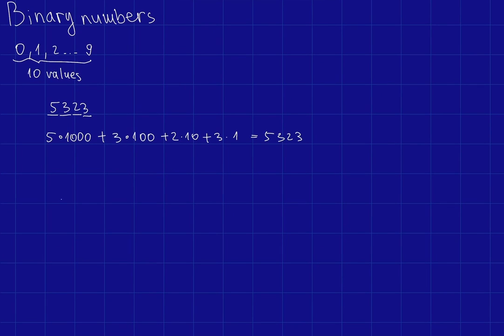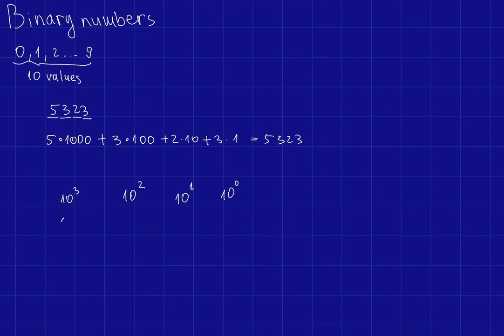Since we are first multiplying with a number that has 3 zeros in it, so 10 to the power of 3, then with another one that has 2 zeros in it, so that's 10 to the power of 2, all the way up to 1, which has 0 zeros in it, we can always compactly write decimal numbers in the following form.